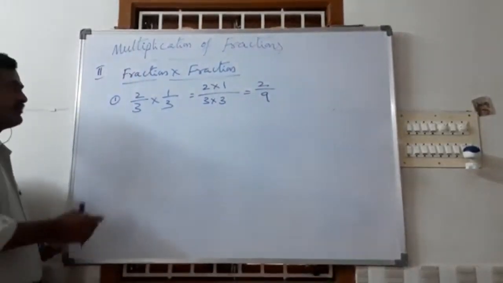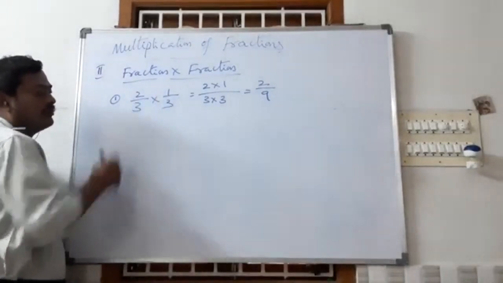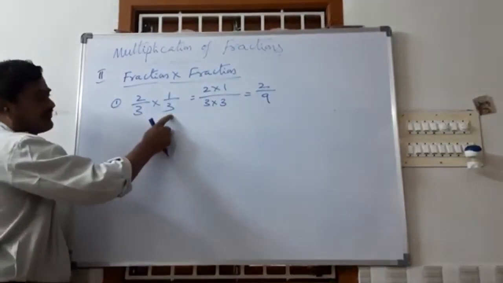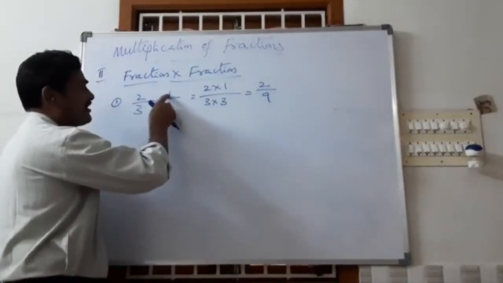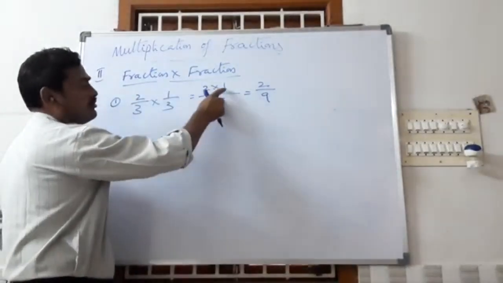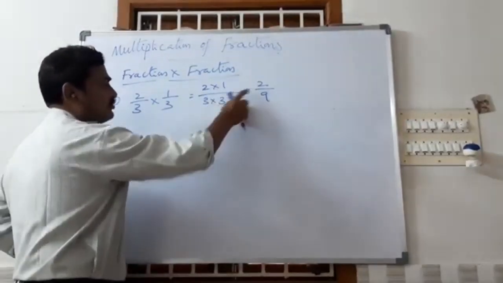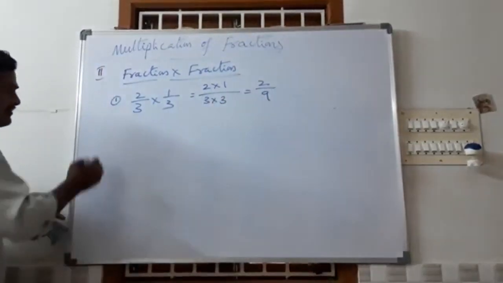How can we multiply these fractions? 2 by 3 into 1 by 3. 2 by 3 is one fraction and 1 by 3 is another fraction. Then we multiply the numerators 2 into 1, by 3 into 3. That means 2 ones are 2, by 3 3s are 9.